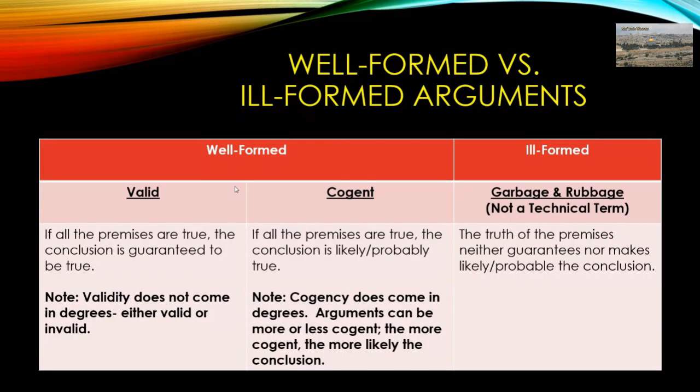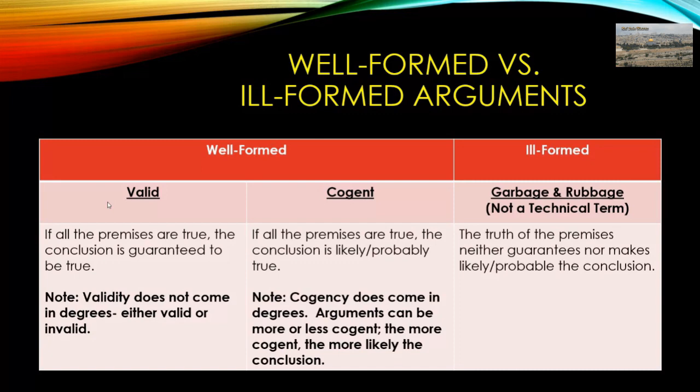Great. So just summarizing, that's it for cogency. Now, this is what makes up the difference between a well-formed versus an ill-formed argument, right? Well-formed arguments, as you can see on the table: deductively valid arguments are well-formed, where if all the premises are true, the conclusion is guaranteed to be true. And recognize validity does not come in degrees. An argument is either valid or it's invalid.